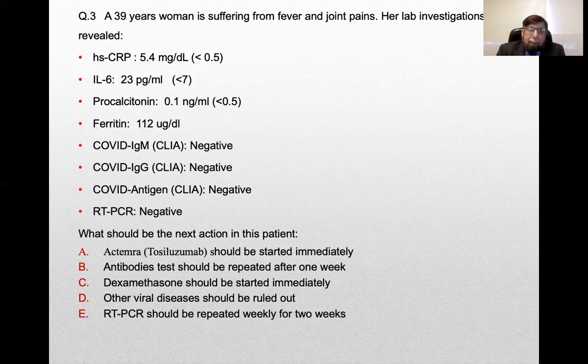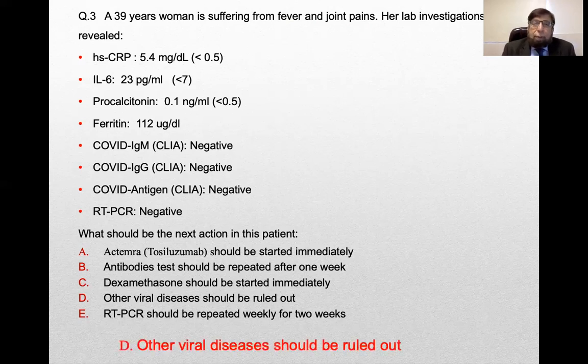Should we start tocilizumab, that is Actemra, straight away, or should antibodies be repeated after 1 week? Dexamethasone should be started immediately. Other viral diseases should be ruled out. RT-PCR should be repeated weekly for 2 weeks. Yes, what do you say? Yes, other viral diseases should be ruled out.